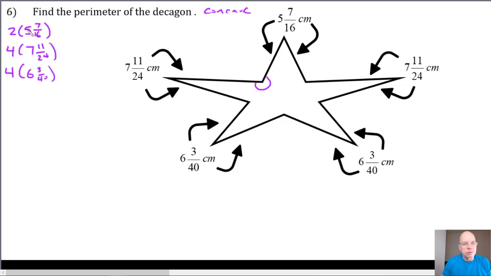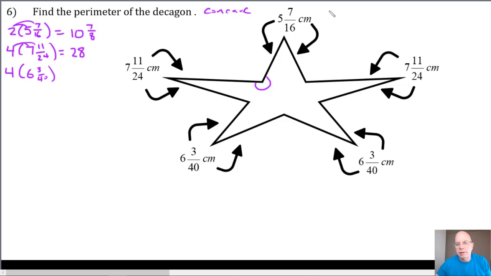And then you might be used to turning these into improper fractions, but that's going to be a lot more work than is necessary, because 5 and 7/16 is 5 wholes plus 7/16. So if I distribute this factor to both terms, 2 5s is 10, and 2 times 7/16 is just 7/8, because the 2 in the numerator and the 16 in the denominator have a common factor of 2. If I distribute this 4 to both terms here in this mixed number, 4 7s is 28.